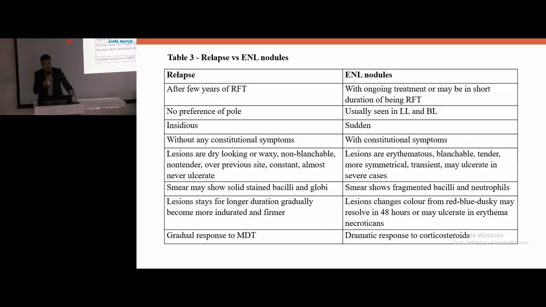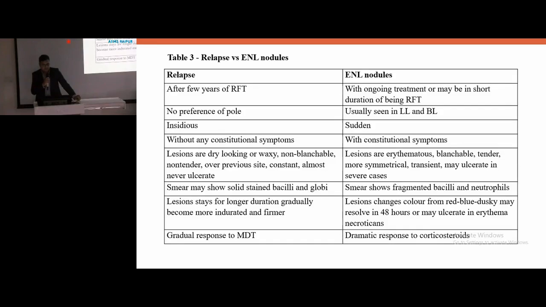Similarly, the clinical criteria remain the same when we want to differentiate it from the ENL nodules. The only difference here would be the initial pole of leprosy. It's usually seen in lepromatous leprosy and borderline lepromatous leprosy. The onset and the constitutional symptoms will also be similar to the previous one. Here we know the types of clinical presentations of ENL, which sir also described in the morning. It could be ulceronecrotic, it could be pustular. So that is how it would be different from the clinical presentation of relapse.